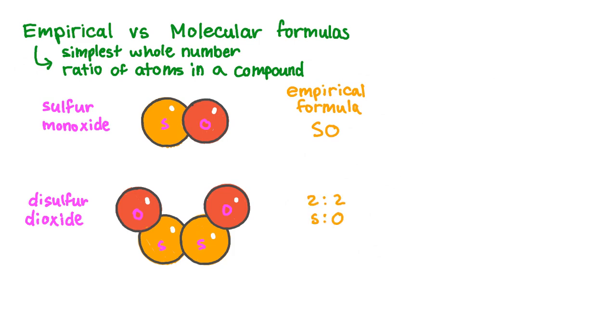The molecule on the bottom has 2 sulfur atoms for every 2 oxygen atoms. But since we're aiming for the simplest whole number ratio of atoms, we can reduce this ratio further by dividing it by 2, which would give us 1 to 1, which would again give us the empirical formula SO. So both of them would have the same empirical formula, SO, even though they're different molecules with different amounts of sulfur and oxygen atoms in each molecule.